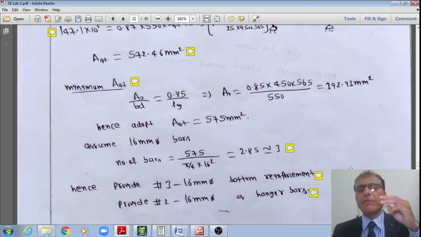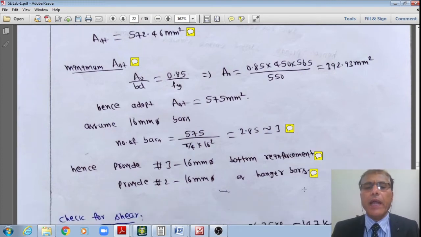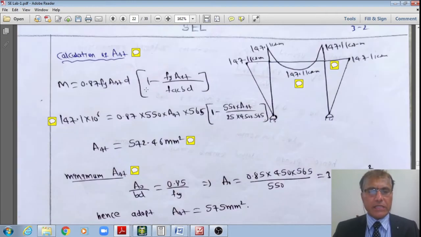However, the diameter of the steel should not be less than 12 mm. Therefore, it is okay, right? And likewise, now you can even do design for the positive bending moment. In the previous class, we have elaborately discussed it, or the same is the procedure, right?